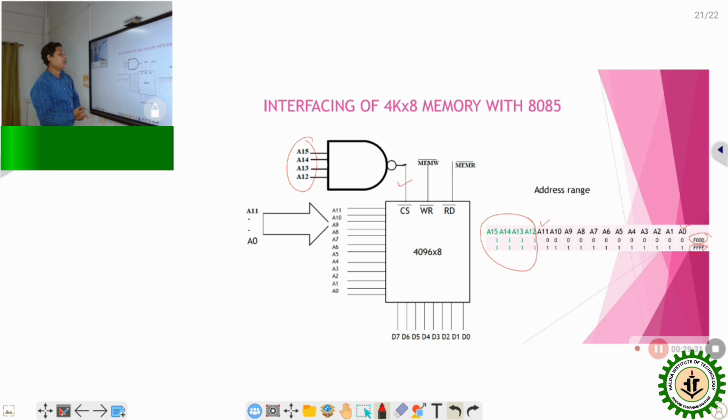So depending on the memory given to us, we have to first identify how many address lines are required to select the memory element, and how many address lines remain unused after that, and those address lines we can connect with the chip select either through a NAND gate or through a decoder circuit.